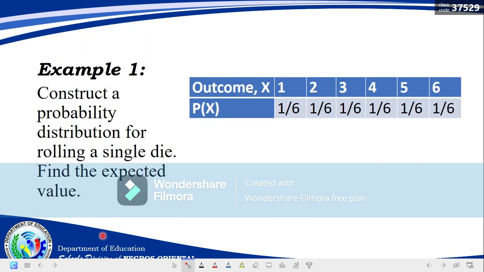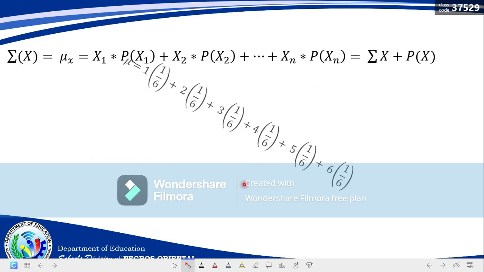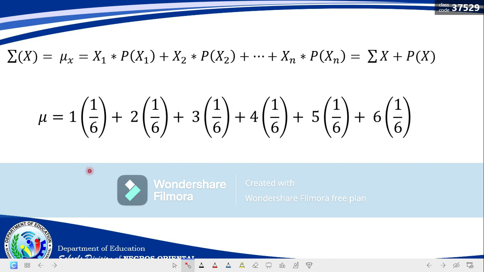Now let's have an example. Construct a probability distribution for rolling a single die and find the expected value. We have 6 numbers in the die, 1 to 6. So the probability of x is 1 over 6 for each. If we're going to get the mean, this is how we're going to solve. The mean would be 1 times 1 over 6 plus 2 times 1 over 6 plus 3 times 1 over 6 plus 4 times 1 over 6 plus 5 times 1 over 6 plus 6 times 1 over 6. And the resulting value of the mean is 3.5.